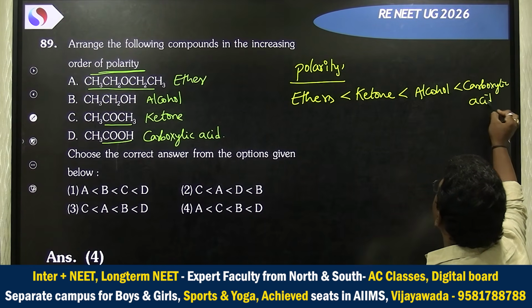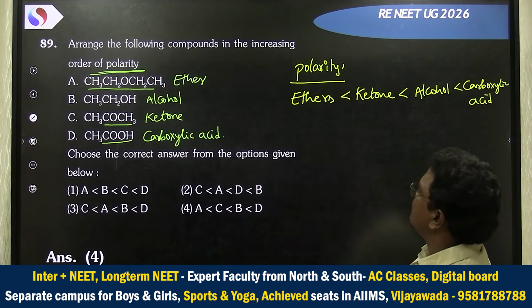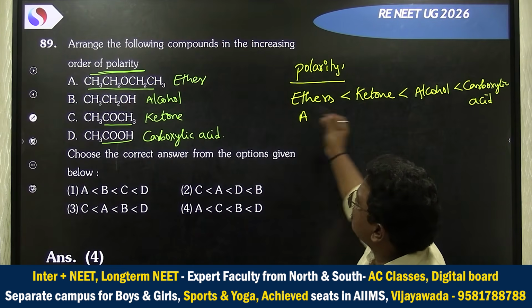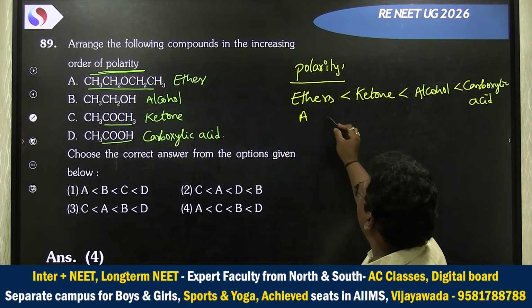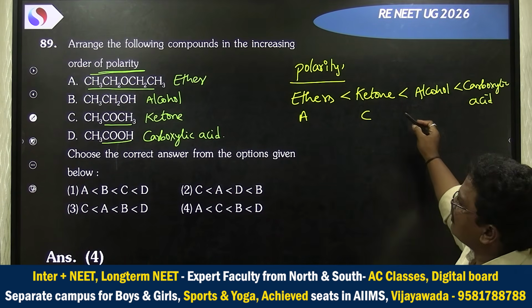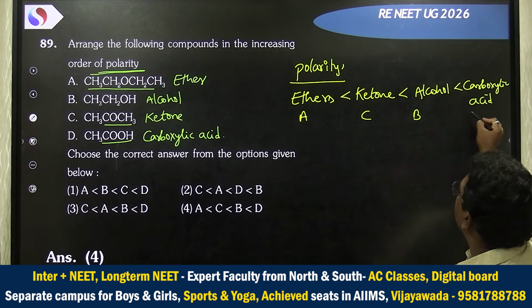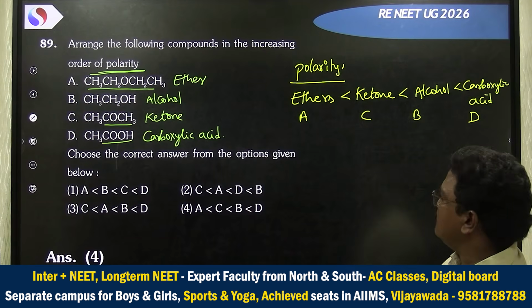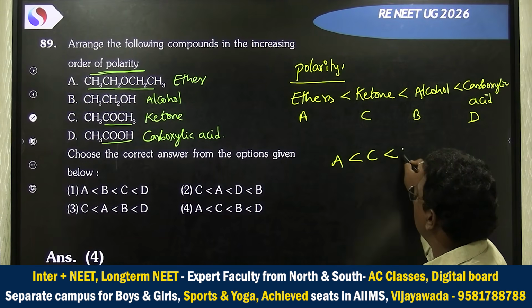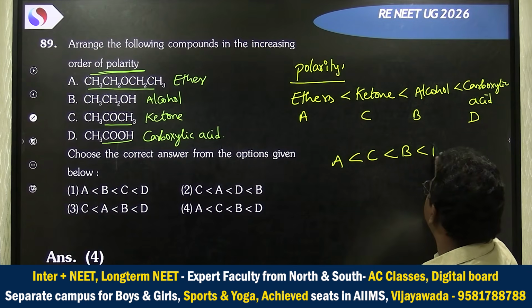Carboxylic acid. This is the order, very simple. So the first option is ether, A; second option ketone, option C; third one alcohol, B; carboxylic acid, D. So the order is A, C, B, D.